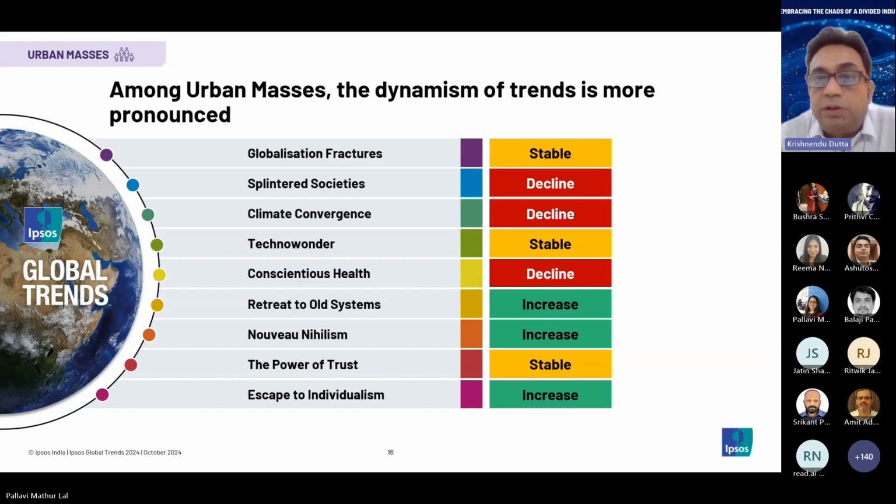Now, we come to the other cohort, which is the more affluent, belonging to the top 5-10%, which Amit spoke about. When we take a look at them as a whole, it looks like they are hunkering down. What do we mean when we say hunkering down? In the next few slides, we'll see that unlike urban masses, a lot of the trends among digital Indians appear to be stable or even getting stronger and reinforced. It seems to be a way of protecting what they have.